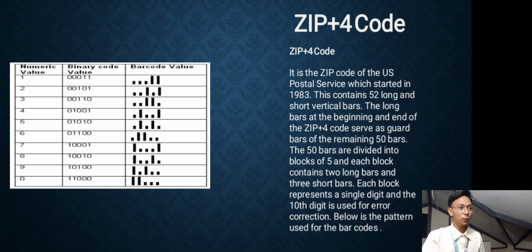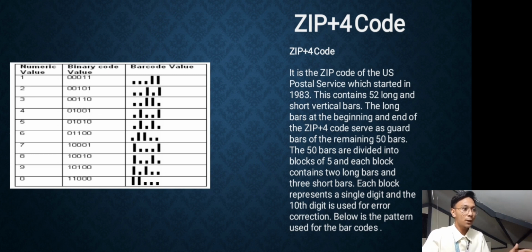Zip plus 4 code. It is a zip code of the US Postal Service which started in 1983. This contains 52 long and short vertical bars. The long bars at the beginning and the end of the zip plus 4 code serve as guard bars of the remaining 50 bars.